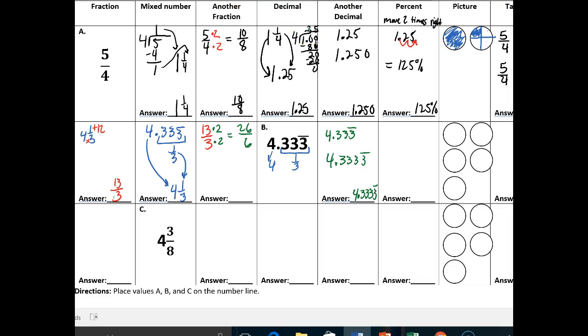What about a percent? Again, it just says move 2 times right, so take that 4.333 that you have repeated, and go ahead, start from your decimal point, move once, move twice, nice little arrow there, and you got 433.3 repeated percent. And that's your answer, 433.3 repeated percent. Now, how do I get that picture from that? You don't have to worry about that.